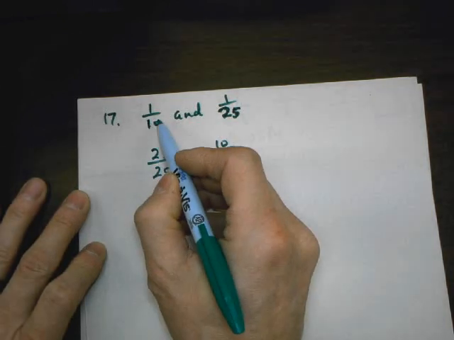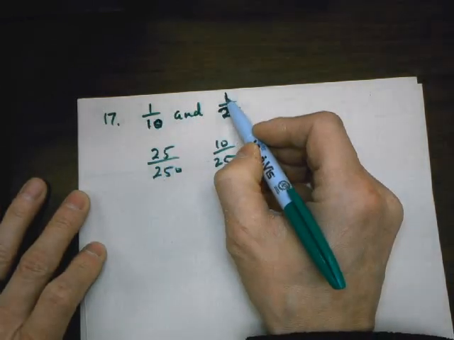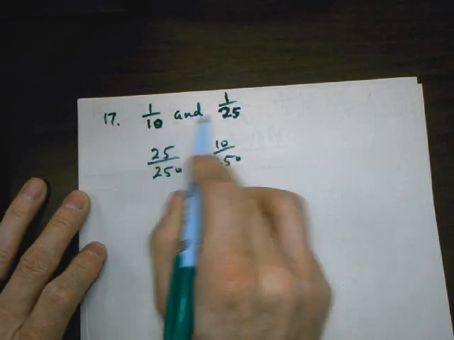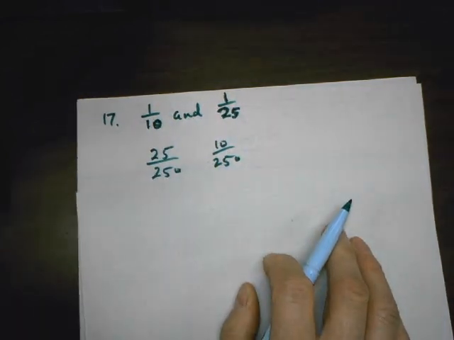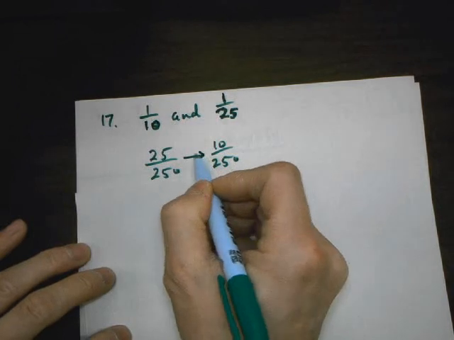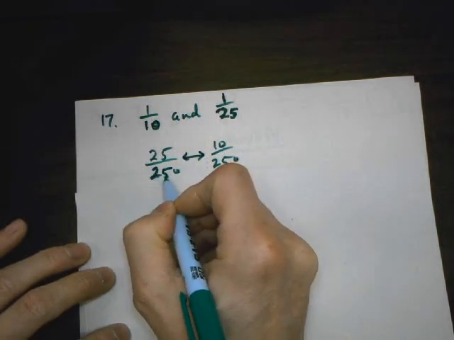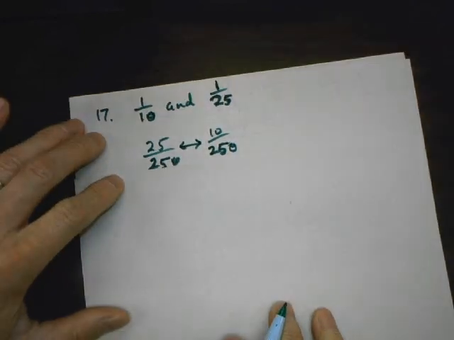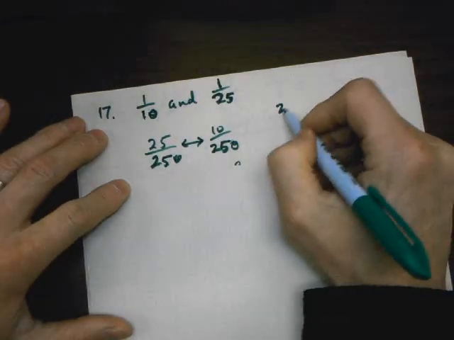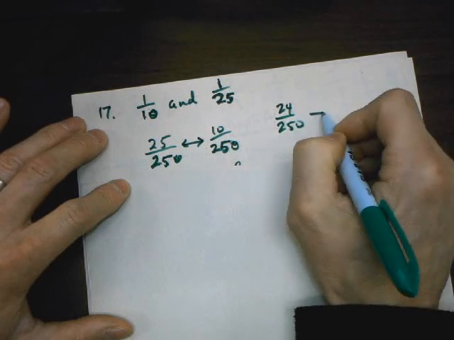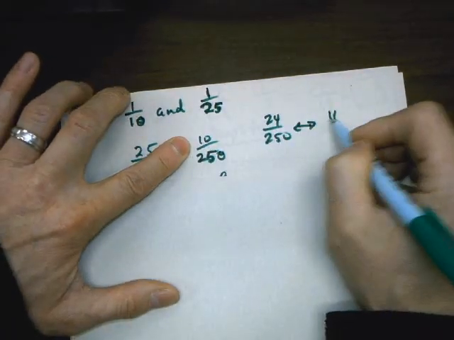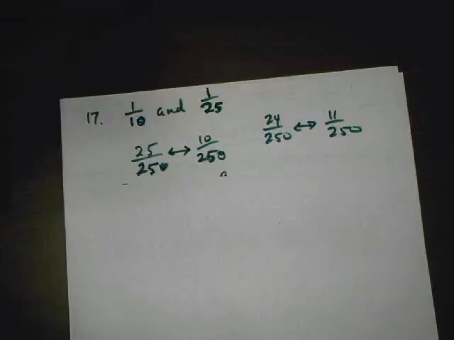Going to take this bottom number, this denominator, and multiply it times 10. 1 times 10 is 10, and then times 25. 10 times 25 is 250. So now I can see all the numbers that are in between these two because we have a common denominator, or the same size pieces. Now I can see what's in between them. So anything from 24/250ths to what's bigger than 11/250ths, any of these numbers will work.